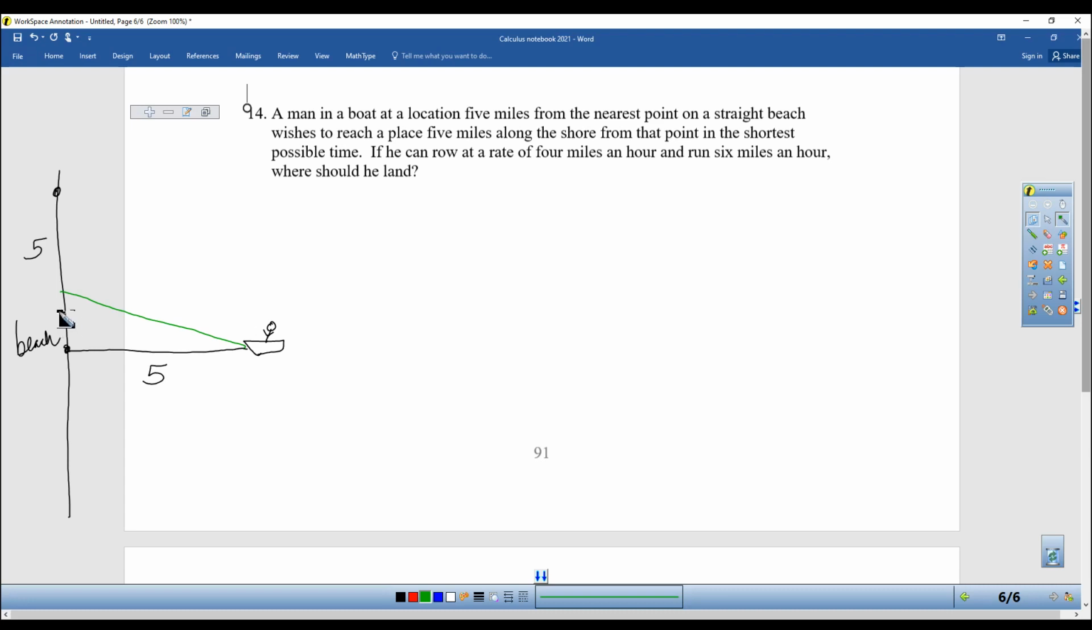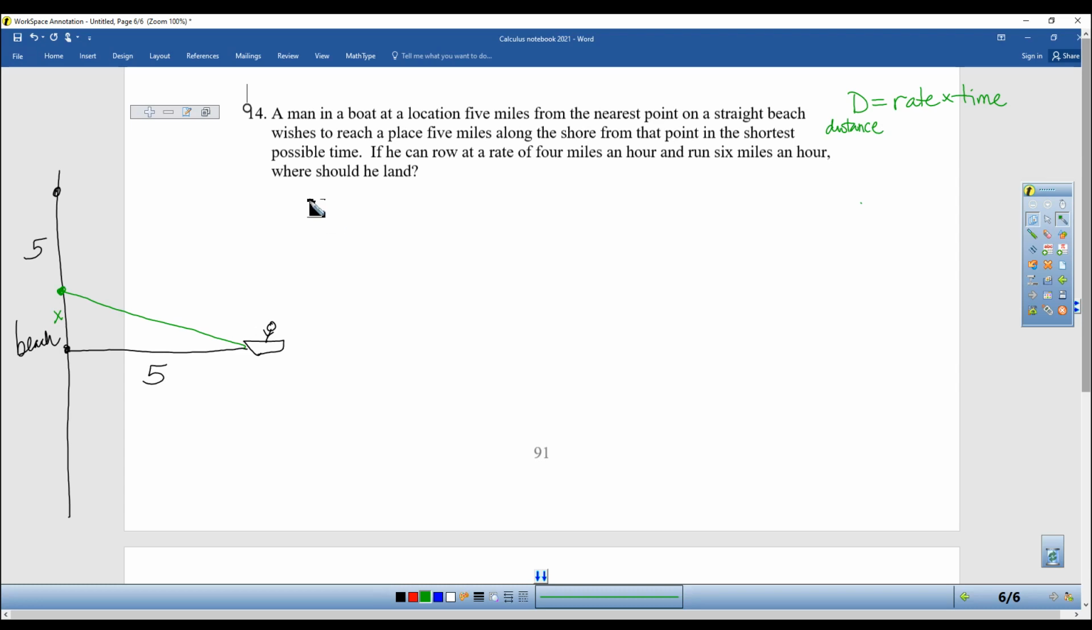But somewhere they want to know where he lands on the beach. Where should he land? So right here, should he go a mile up from where he was, or 2 miles, or 3, or all 5? So in order to do this problem, the main thing that people have trouble with is remembering this equation. Distance is equal to rate times time. It's classic, gotta know it.